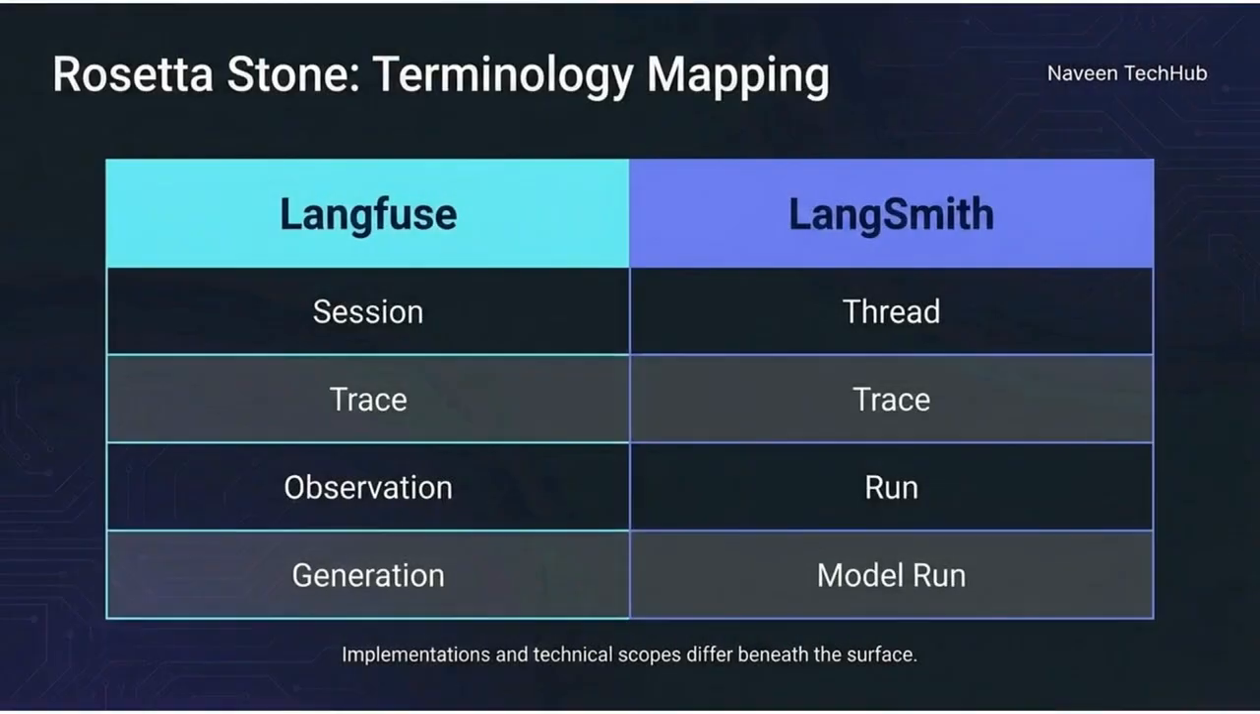This table is probably the most important revision slide in this video. Langfuse session roughly maps to LangSmith thread. Trace is called trace in both platforms. Langfuse uses the broader term observation for individual execution steps, while LangSmith commonly represents those steps as runs. And an LLM generation in Langfuse corresponds conceptually to a model run in LangSmith.